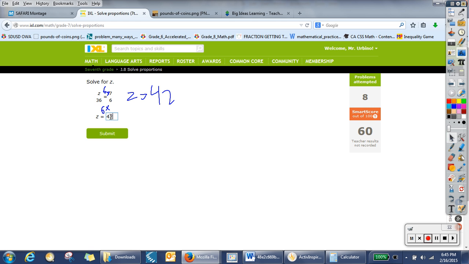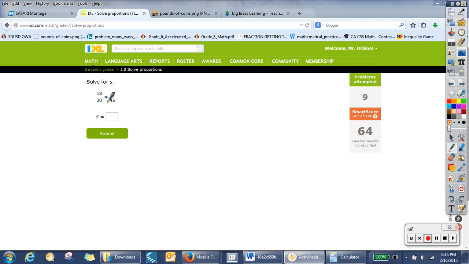42. Alright, so far we're at 64 points. We've only done 9 problems. Alright, now for this problem. 18/30ths is equal to s 45ths. Alright. So this one, 30 times the number is equal to 45. I can't do that evenly. So I'm going to use simplifying for this one.